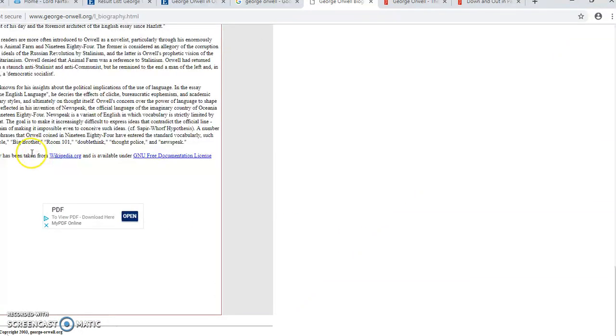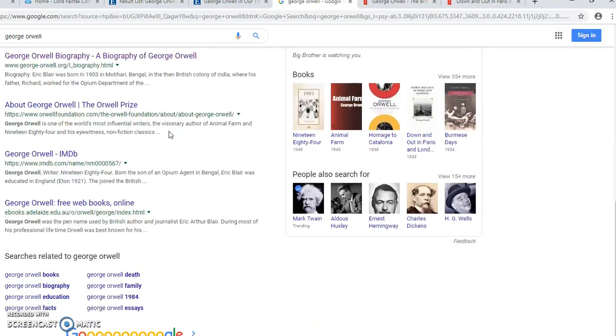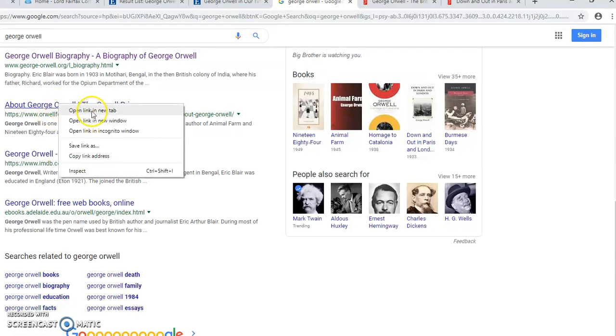Like, see, this one at the bottom is a .org, but it was pulled from wikipedia.org, so I wouldn't use that one. But see, then this one, it's not a .org, it's a .com, but it was written by the Orwell Foundation.